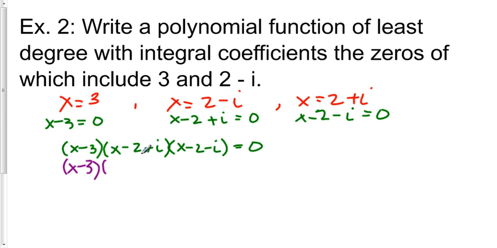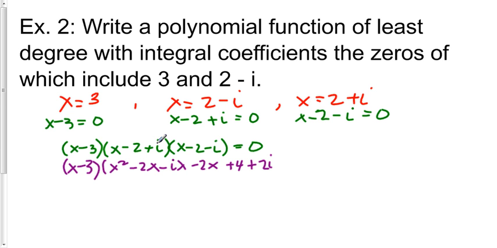So x times x is x squared. x times negative 2 is negative 2x. And then x times negative i is negative ix. Then let's move on to the middle term, negative 2. We need to multiply it by all 3 terms in the back polynomial. So negative 2 times x is negative 2x. Negative 2 times negative 2 is positive 4. Negative 2 times negative i is positive 2i.